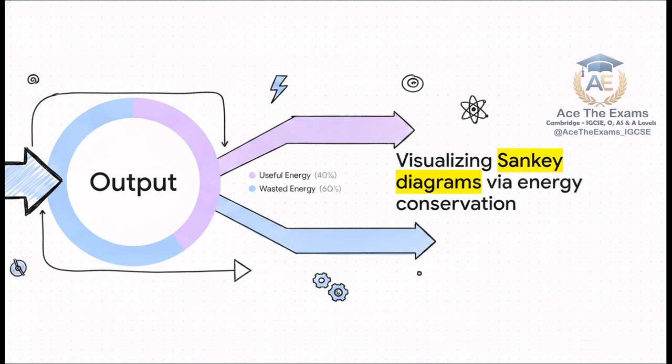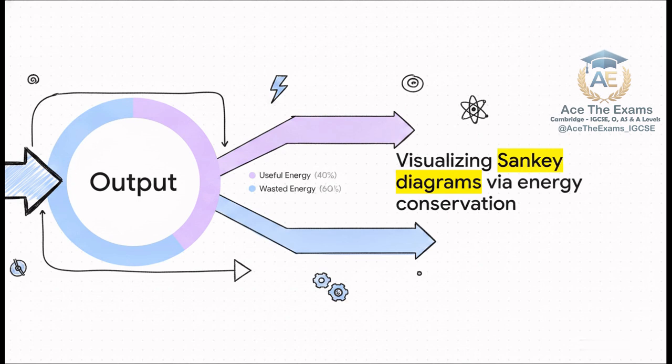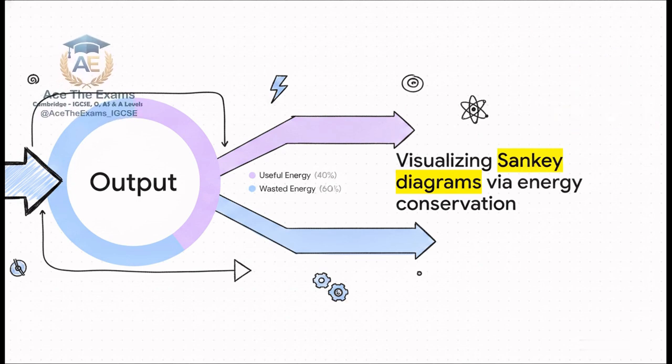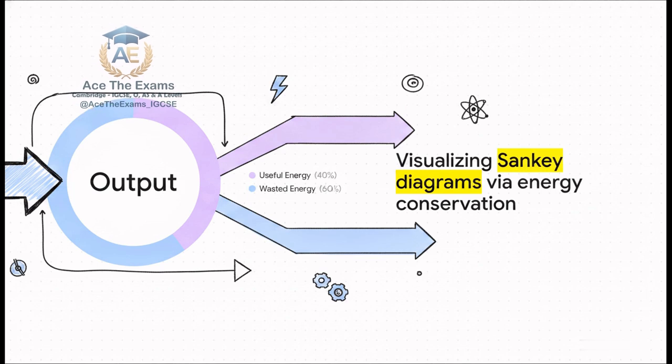If we go back to our corporate boardroom analogy, think of this as your company's financials. The total energy input is your gross revenue, the wasted energy output is your operational overhead and losses, and the useful energy output, that's your actual net profit. This is the exact conceptual mathematics behind Sankey diagrams.